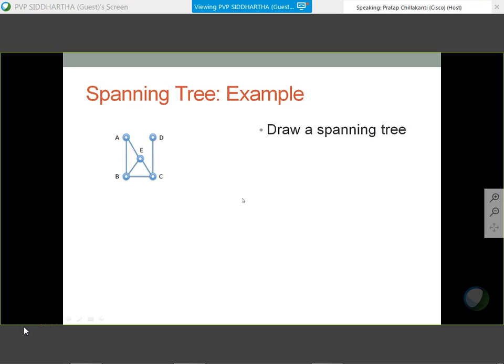We have about 10 minutes, right? So I want you to draw a spanning tree for that. How about we stop after doing this exercise? We have 10 minutes, right? Let's see if we can do 2 more exercises.